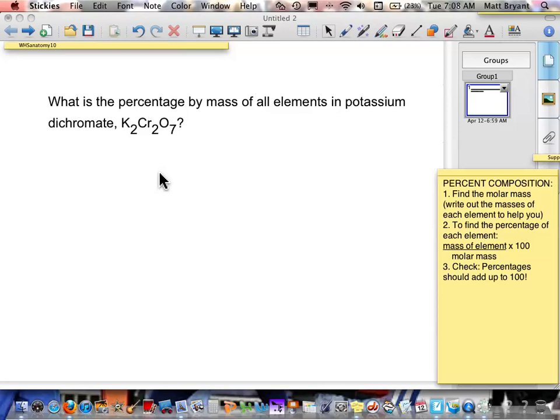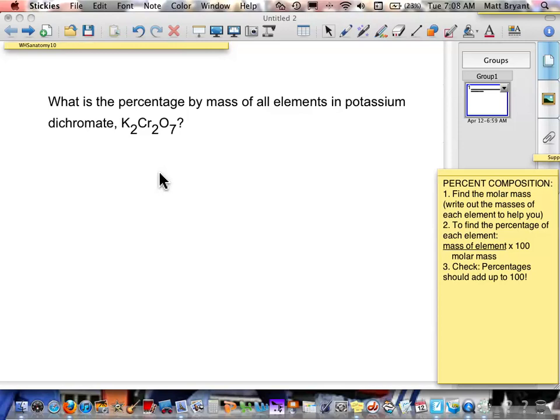Basically, a percent composition question will ask you something like what you see on the screen. What is the percentage by mass of all elements in potassium dichromate? And in this case, I give you the formula. In some cases, you may need to get the formula. Those will tend to be simpler than this one, but I figured I'd throw you a little brain teaser to get you started. So, on the right side of the screen, you see some helpful hints.